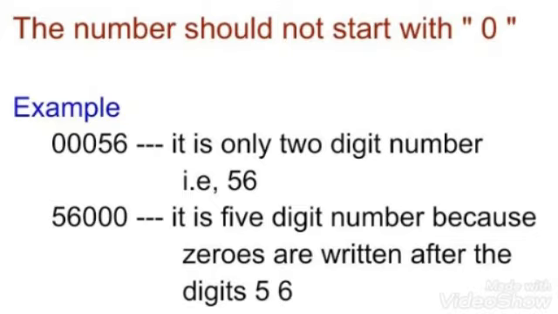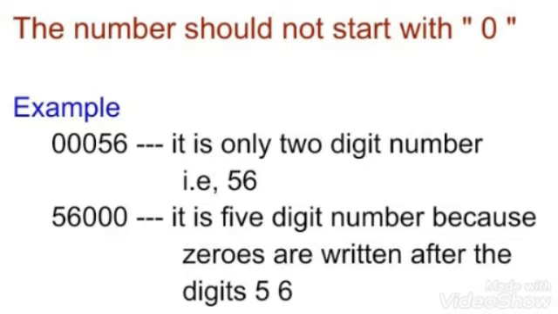Okay, the number should not start with 0. Here in the example, I first started with 000 in front of 56. If zeros come before the 56, they are not considered as digits. So it is only a 2 digit number, that is 56. Suppose I write 56 followed by 3 zeros. Okay, the zeros are coming after the 56. That is how you read this: 56,000. It is a 5 digit number because the zeros are written after the digits 5 and 6.